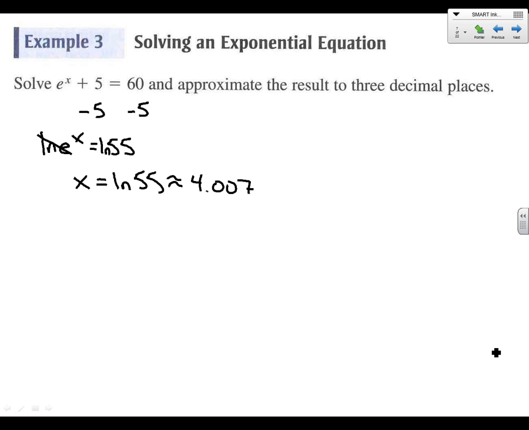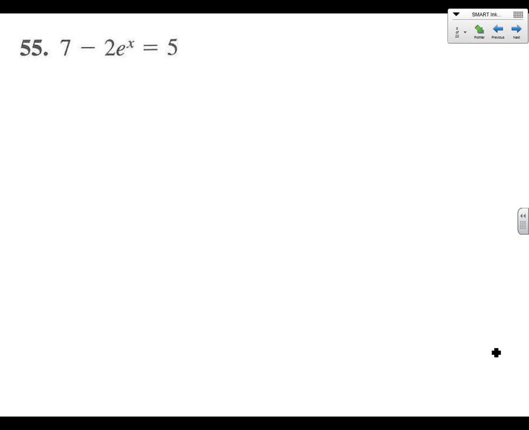All right, see if you can knock it out on your own. Problem 55. So we want to get the negative 2 by itself, so we'll minus 7 to both sides and end up with negative 2. We'll divide both sides by negative 2 and just get 1. e to the x equals 1.